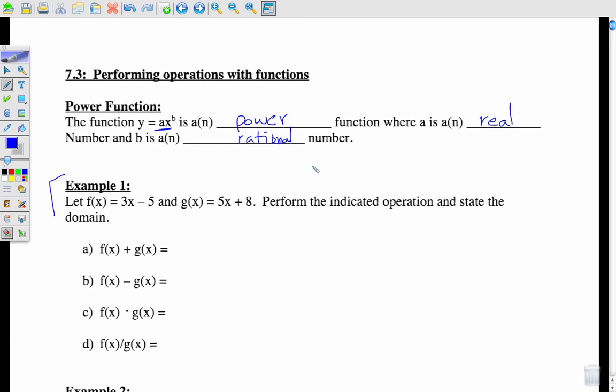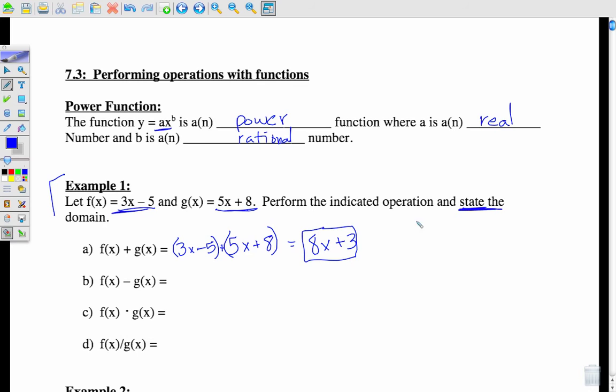What is important is being able to do example 1 down here: can you add, subtract, multiply, and divide two functions? Meaning we're going to be given this, and they want you to be able to add, subtract, multiply, and divide those. So let's start with adding. 3x minus 5 plus 5x plus 8, making sure I put stuff in parentheses. Adding together like terms, I'll get an 8x plus 3.